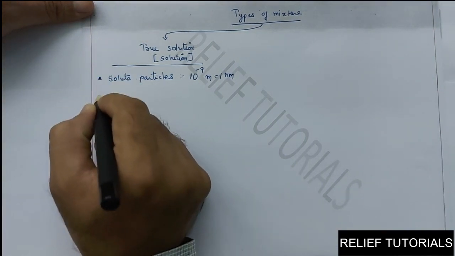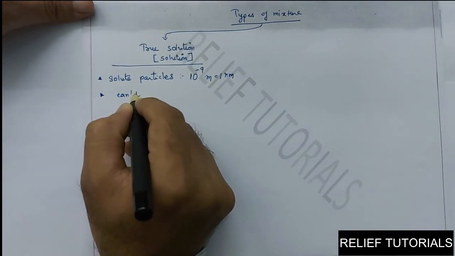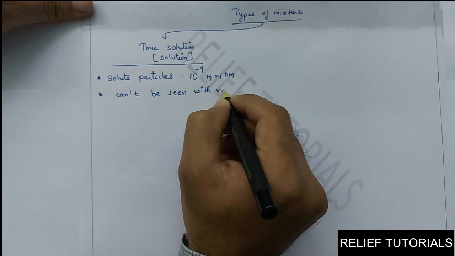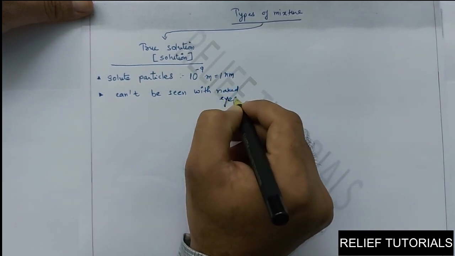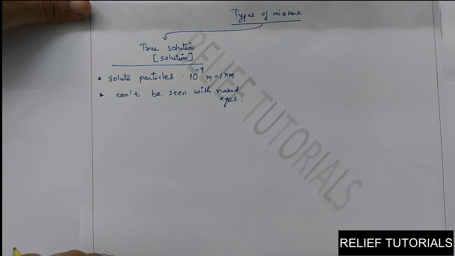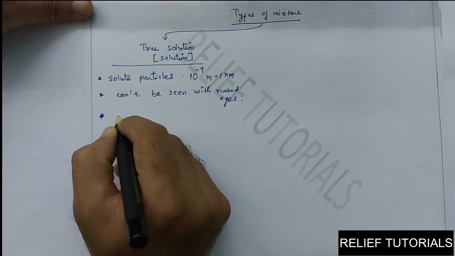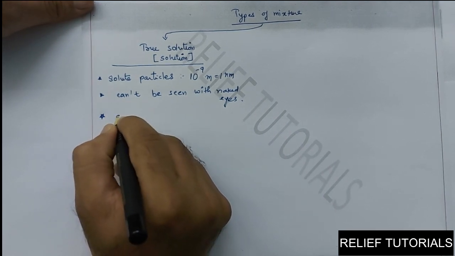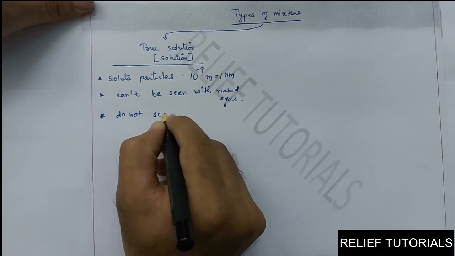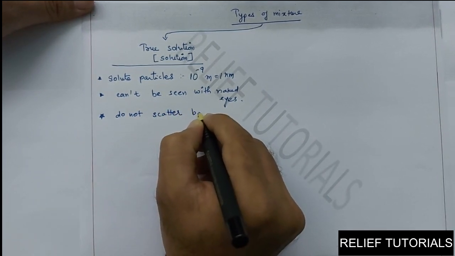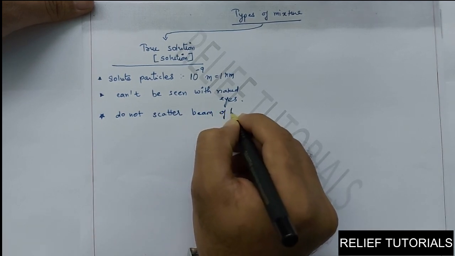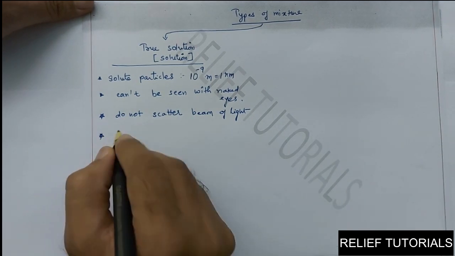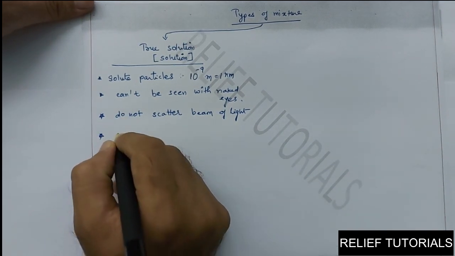Once these particles get dissolved in the solvent, they cannot be seen with naked eyes. They are not going to scatter the beam of light passing through. Since they do not scatter the beam of light, the path of light will not be visible. Solutions are quite stable.